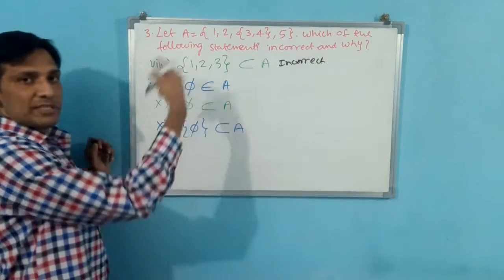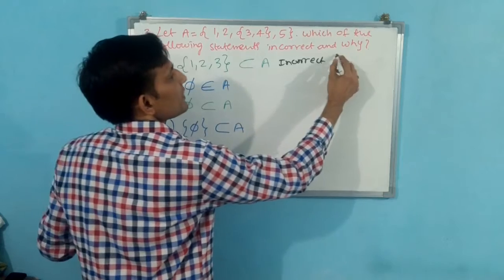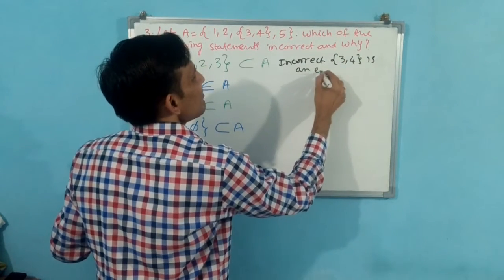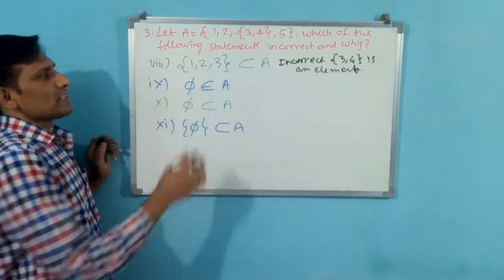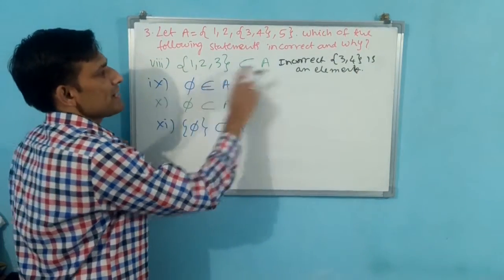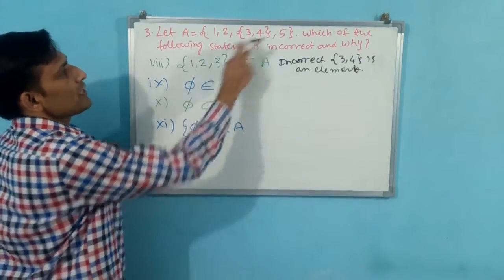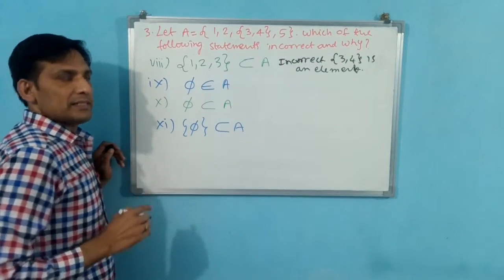Incorrect. Incorrect means then why? Because {3, 4} is an element. If you write this, then the examiner is going to understand why, because subset is there, but you cannot make the element one. Why? Because {3, 4} is an element, you cannot break it and bring it outside. Okay, that is the reason.